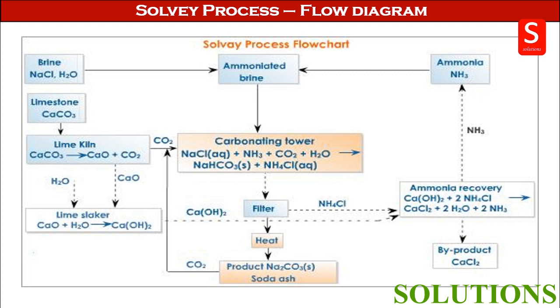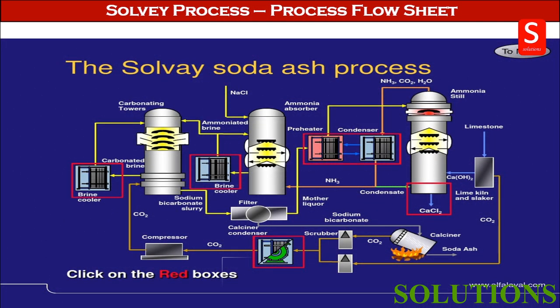Now the sodium bicarbonate is filtered and dried, and forms sodium carbonate, and CO2 is recycled to the carbonating tower. Now the ammonium chloride is sent to the ammonia recovery tank along with calcium hydroxide, and then ammonia is formed and sent back to the ammonia tank. Here we get calcium chloride as a byproduct. Next we are going to see the process flow diagram. Whatever explanation I gave for the block flow diagram is the same for the process flow diagram.